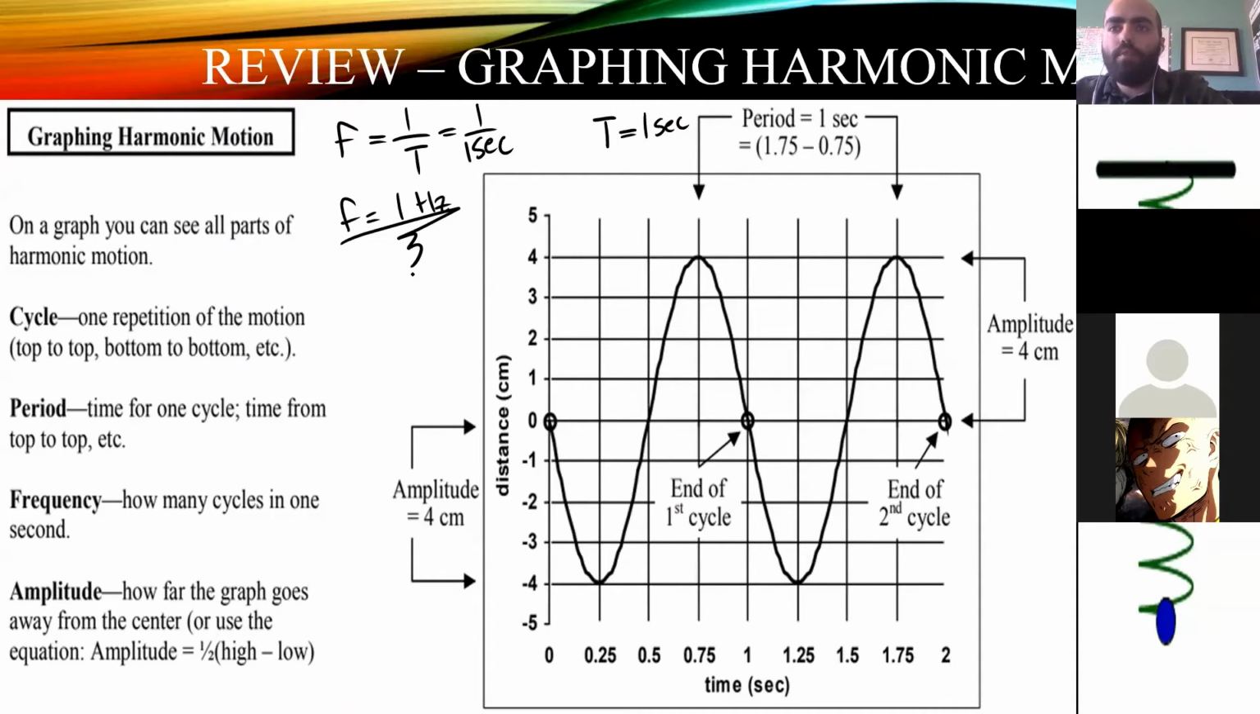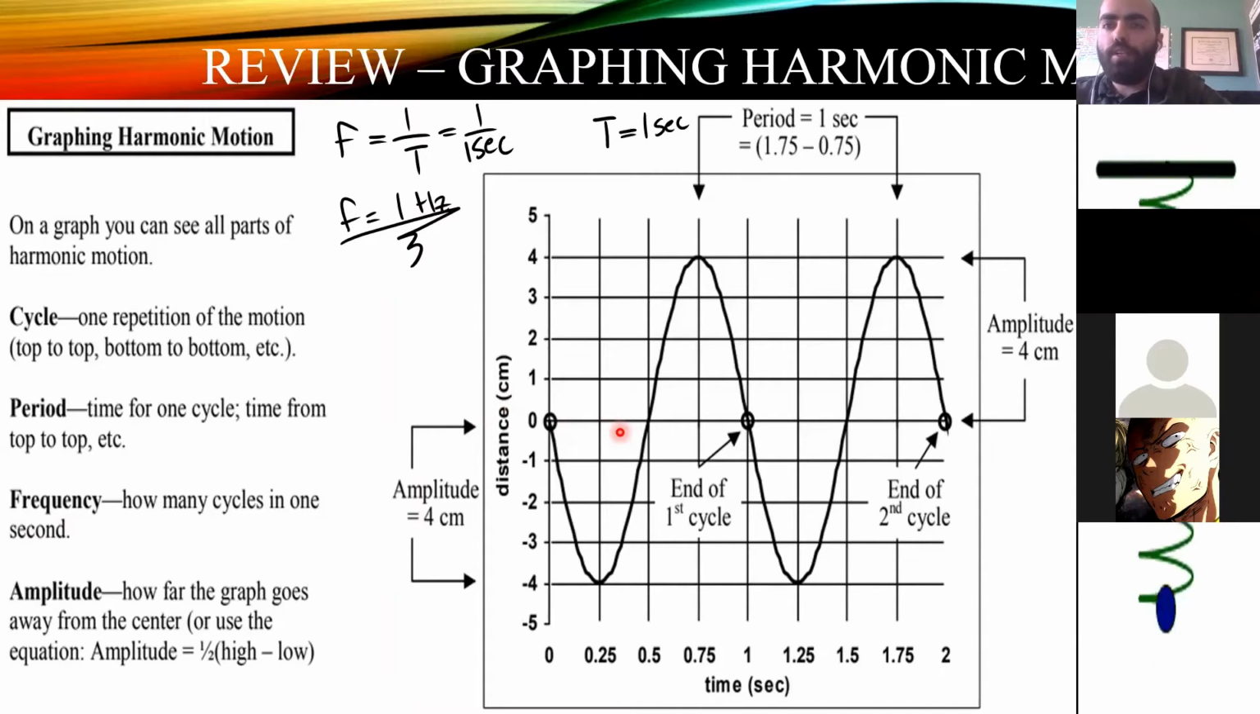So yeah, 2 different ways. Once you know the period from the graph, you can use the formula to find the frequency, or you could count how many full cycles there are in 1 second. Either way, that's how you could get the frequency. So that is how we can do harmonic motion on a graph.